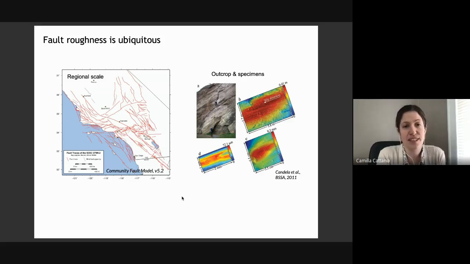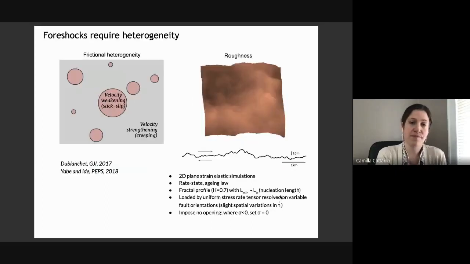Now, we know that faults have a complicated geometry. If you look at fault traces at the regional scale, and then again, you find roughness at every scale from the outcrop to specimen. And so we know that this is something that basically every fault has. And that's why we want to include this type of heterogeneity and see how it affects the nucleation phase. So that's a little summary of the model setup.